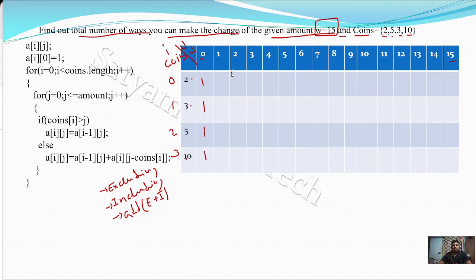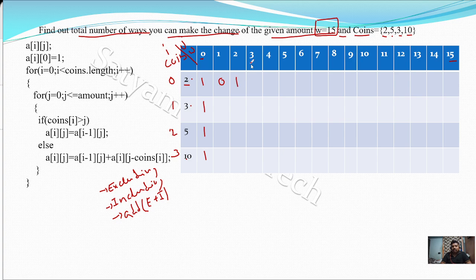In a simple way you can solve this problem. Here you can see there is a 2 rupee coin. How many ways to make 1 rupee? It is not possible, so it is 0. How many ways to make 2 rupees by using the 2 rupee coin? Here it is one way.